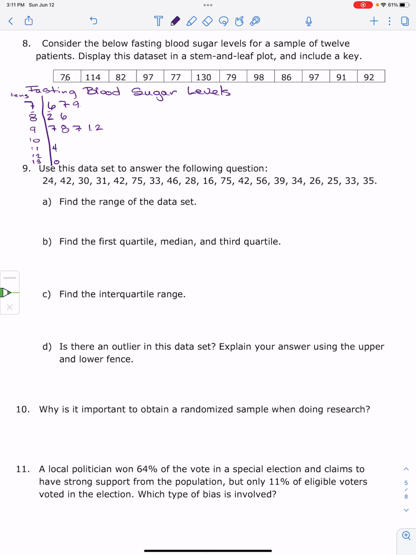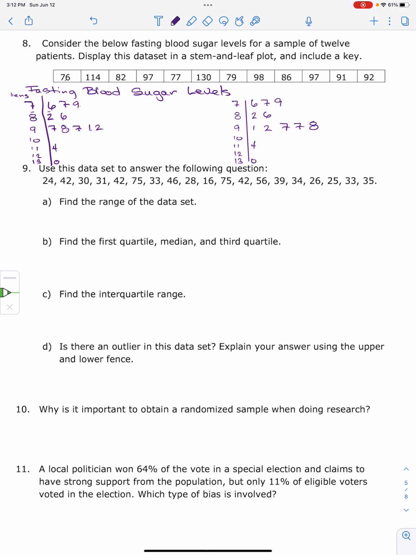And remember that as we do these stem and leaves, we want the leaves in numerical order. So I'm going to repeat my stem, my tens. 7: I got 76, 77, 79. 8: 82 and 86. Let's see, 9: 90, 91, 92, 97, 97, 98. Nothing in the hundreds. I've got 114. Nothing in the 120s. And then 130.